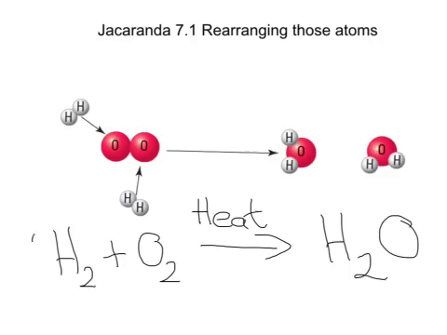Okay, so it's actually two of these. There's only one oxygen and there's two waters over here. Okay, so we can see that that's balanced. And this is our chemical equation here: our hydrogen, our oxygen, our arrow, and then our two water molecules. Okay, congratulations, that's your first chemical equation. Easy as that, easy as pie.